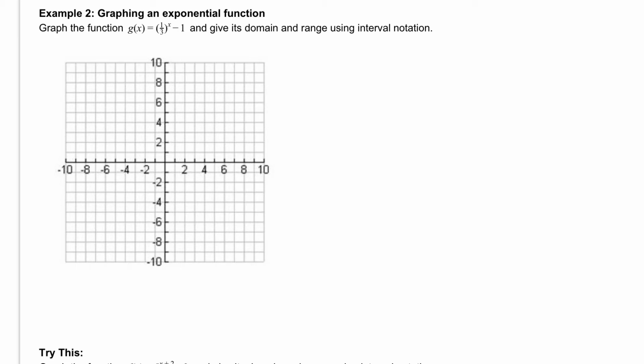In example 2, we're going to graph functions using the transformations that we did above. So what we want to do is graph g of x equal to 1/3 to the x minus 1. And we can do this pretty quickly without a graphing calculator or without making a table of values. So what we're going to do is start with the graph of g of x equals 1/3 to the x. So just the basic function before we move it up, down, left, or right.